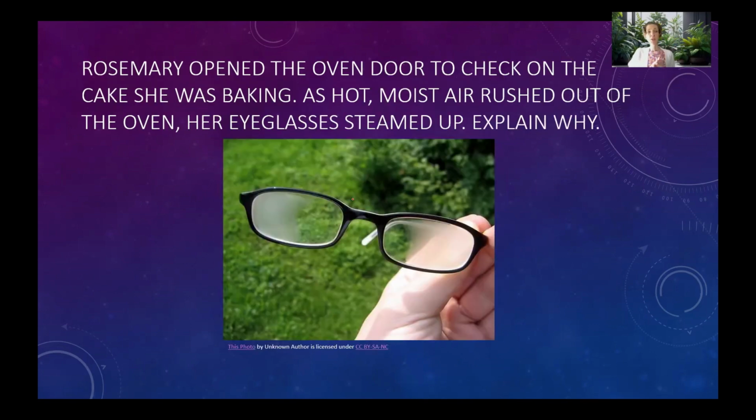Rosemary opened the oven door to check on the cake she was baking. As hot, moist air rushed out of the oven, her eyeglasses steamed. Explain why. Which change of state would that be? Right, it would be condensation. Very good. Okay, we'll move on to atoms.